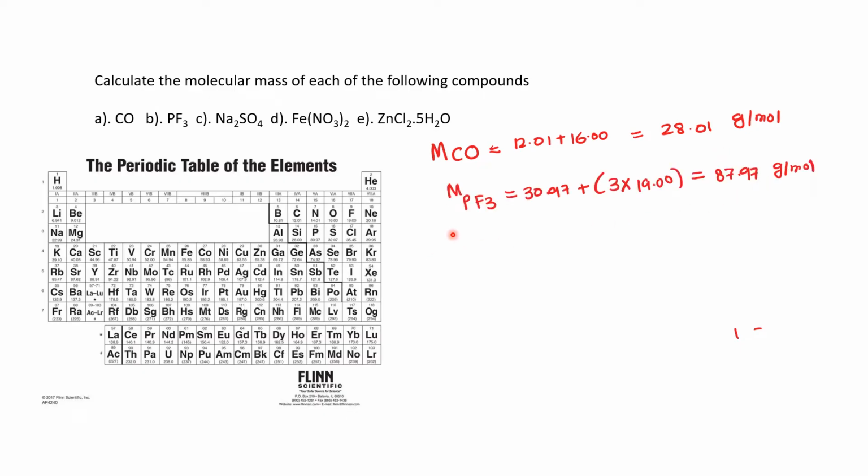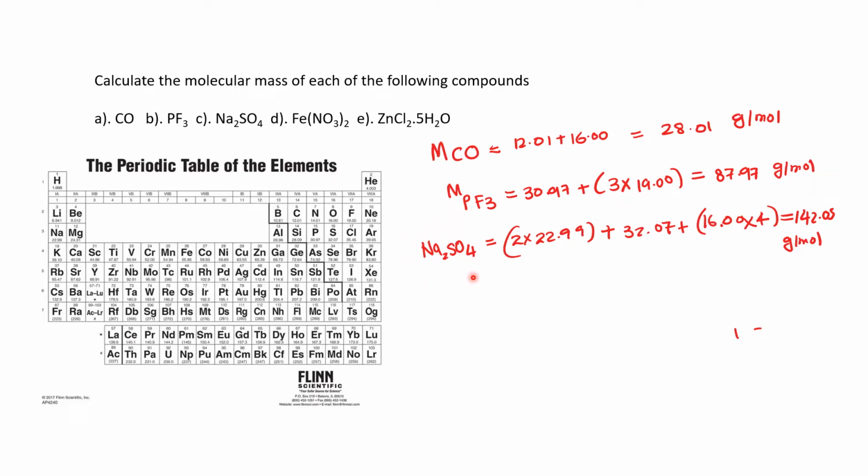We do the same thing for phosphorus trifluoride. You will notice it has one phosphorus atom and three fluorine atoms. So we are going to go to the periodic table and find the mass of phosphorus, 30.97, then find the mass of fluorine, and we are going to multiply it by 3. So the answer is 87.97.